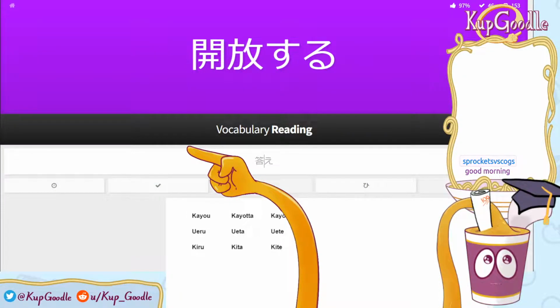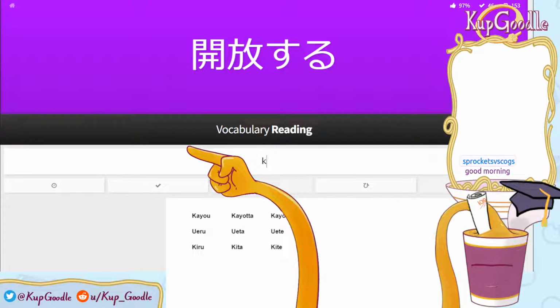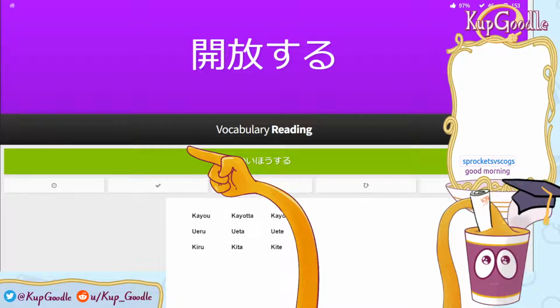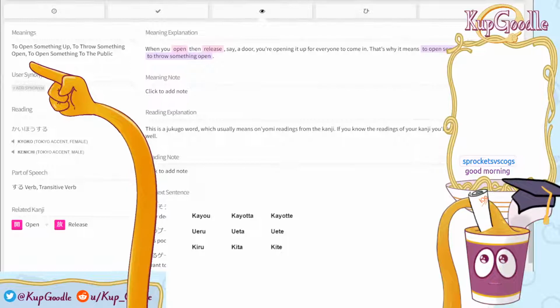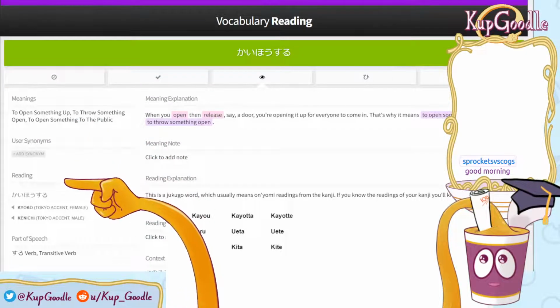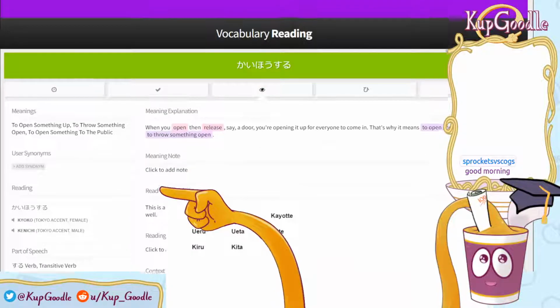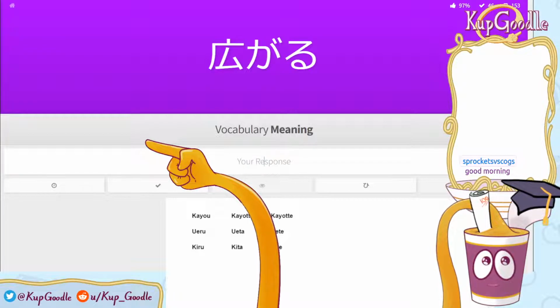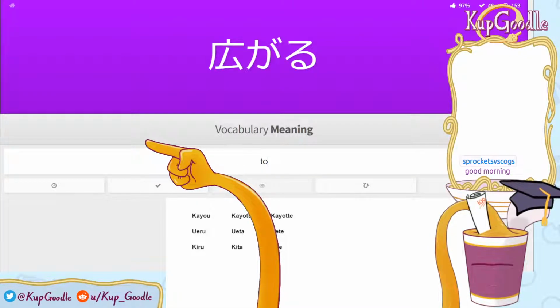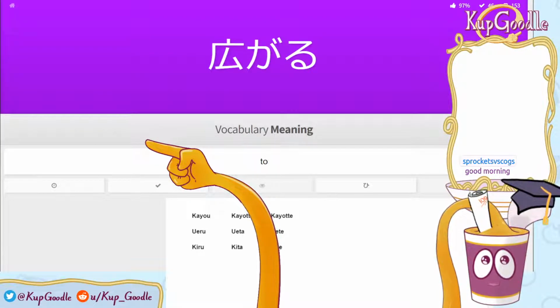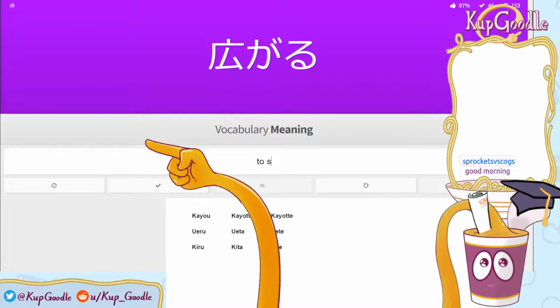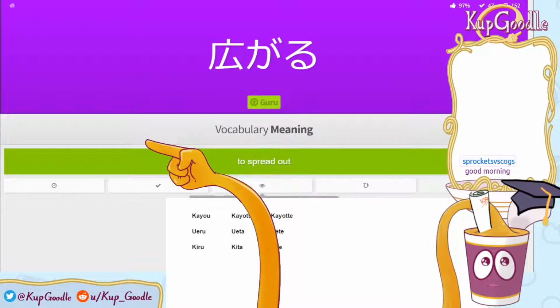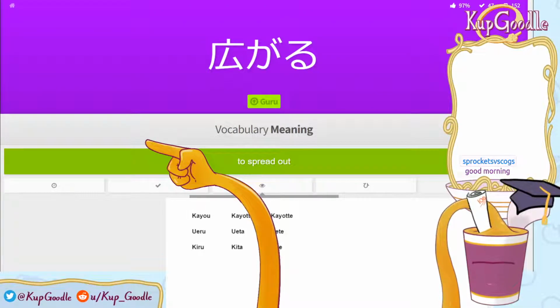Kaihosuru. To open something to the public, just to release something. Kaihosuru. There we go. To open something, to throw something open, to open something to the public. Open and release. I suppose I shouldn't include release, because it isn't really a release. Hirogaru is to spread yourself out. Water would be spreading itself out on the floor. So to spread out, or to unfold or to unfurl, for something to get wider.